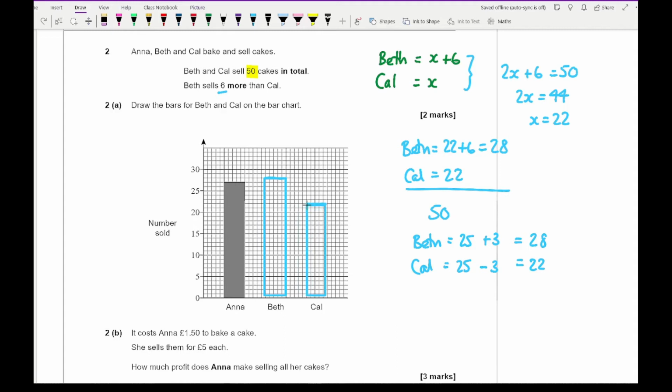You want to make sure that with the bar chart you've got equal spaces between the bars and that the widths of the bars are the same.